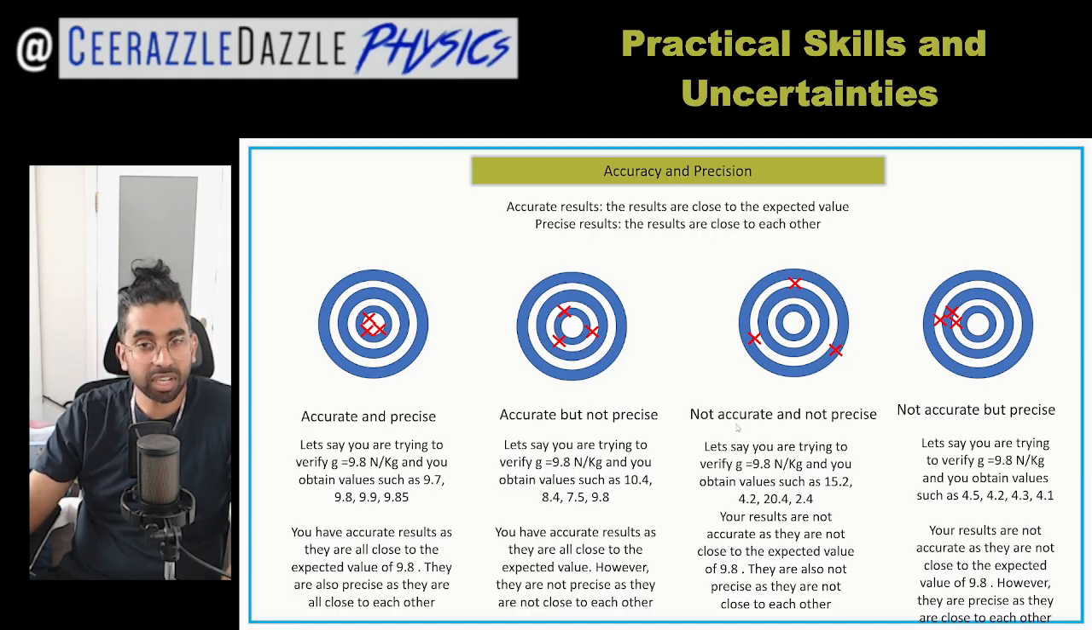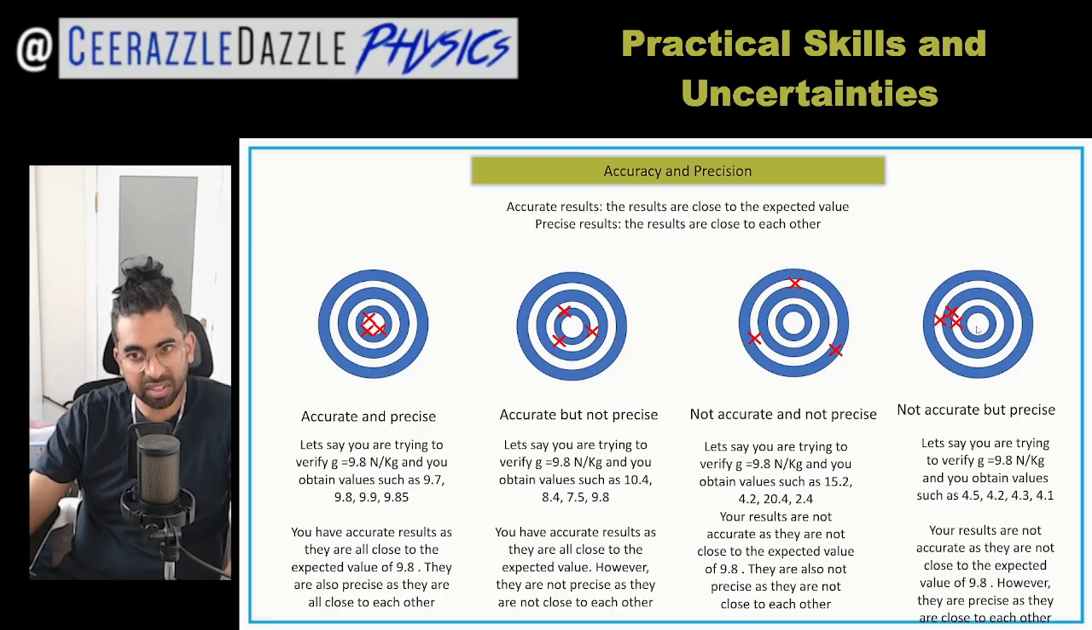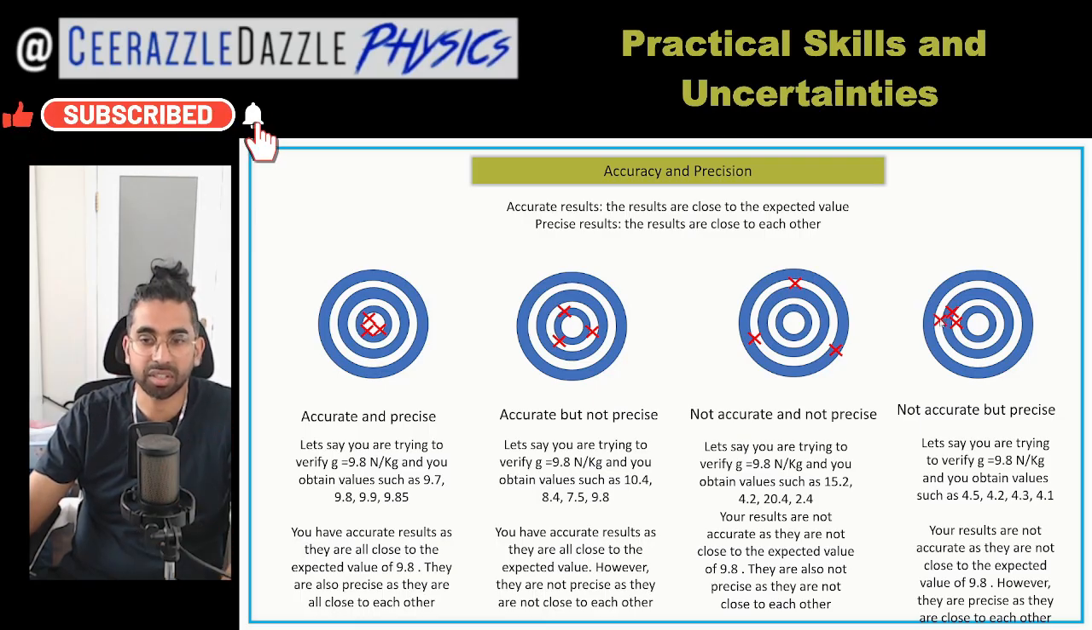This one's going to be not accurate and not precise because they are not close to each other at all, and they're not close to the actual value itself. So let's say gravity was 9.8 and you got 15.2, 4.2, 20.4 and 2.4. They're not close to each other, nor close to the expected value. Not accurate but precise: let's say you know gravity is 9.8, you got 4.5, 4.2, 4.3, 4.1. Notice they are all close to each other, so it's precise, but it is not accurate over here.